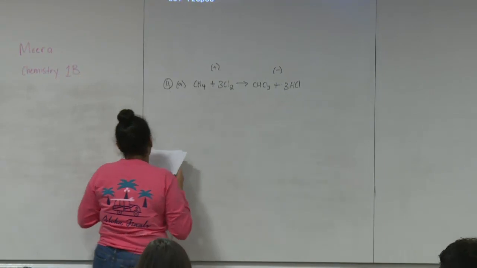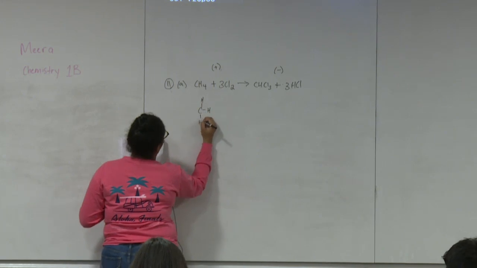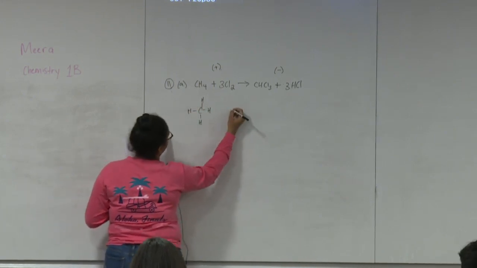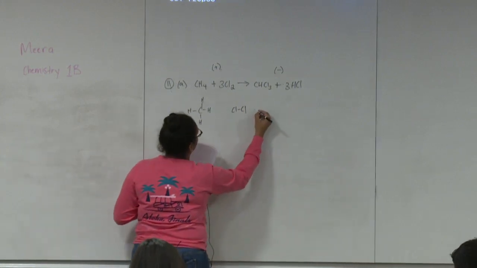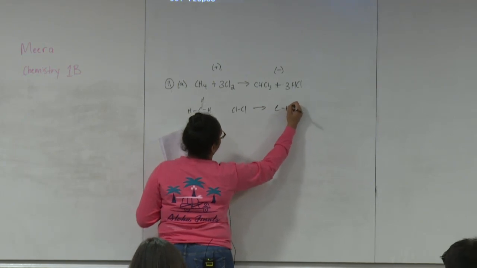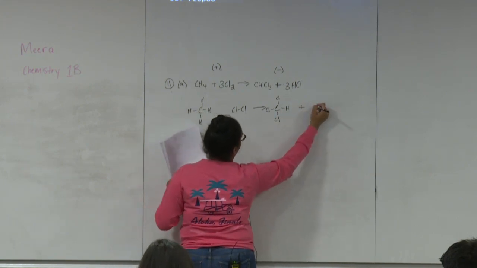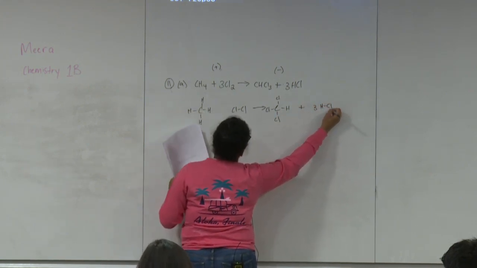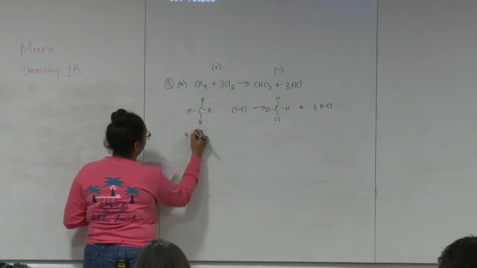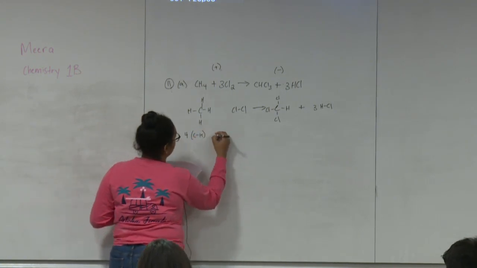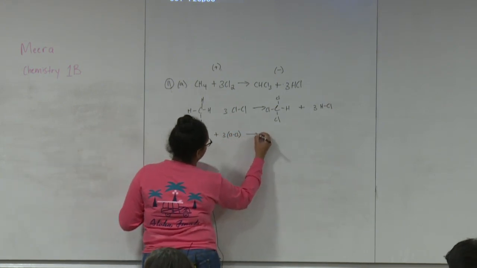So the first thing we're going to do is draw the Lewis structures, to make sure we have the bonds the right way. So that's going to be for CH4. Cl2 is just going to be a single bond because chlorine has 7 electrons. And then carbon. And then there's a single bond between hydrogen and chlorine. So now we count the bonds. So there's 4 C-H bonds, 3 C-Cl bonds.